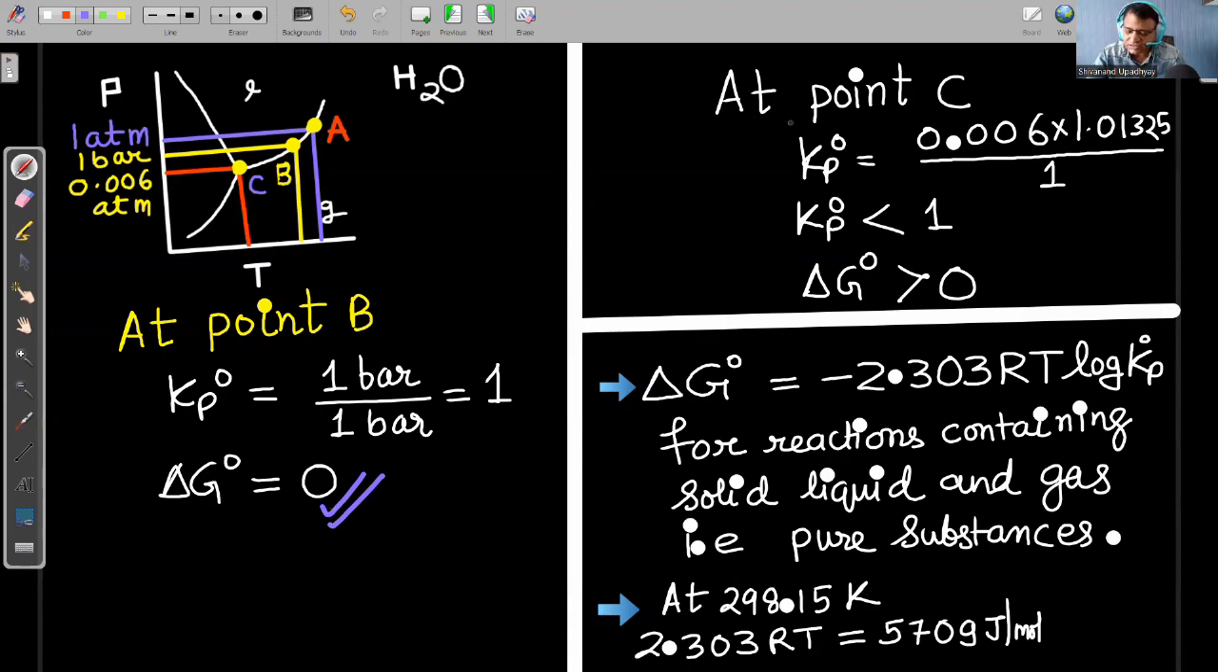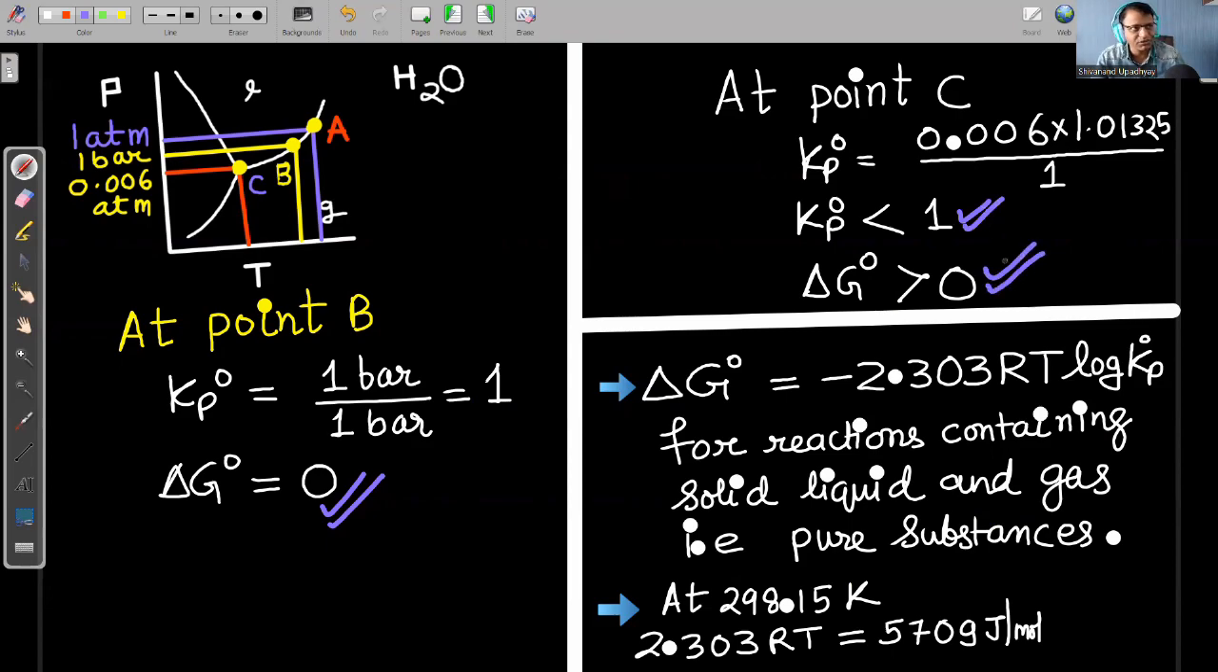And let us discuss point C. Here it is the triple point, where the solid, liquid and gaseous forms of the substance are in equilibrium. For vaporization, Kp naught is the vapor pressure of water at this given condition, that is 0.006 atm. Atm can be converted into bar by multiplying by 1.01325, divided by the standard pressure, that is 1. So here Kp naught is less than 1. If Kp naught is less than 1, delta G naught of the reaction is positive.